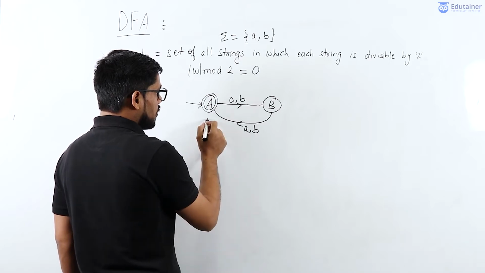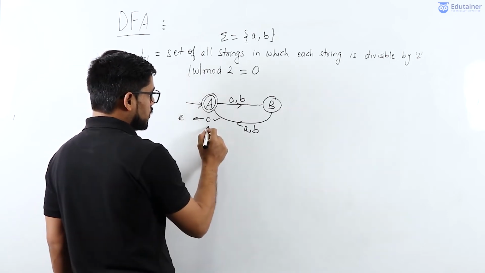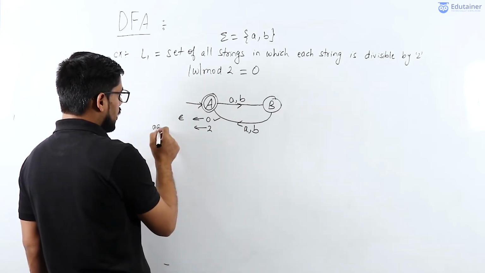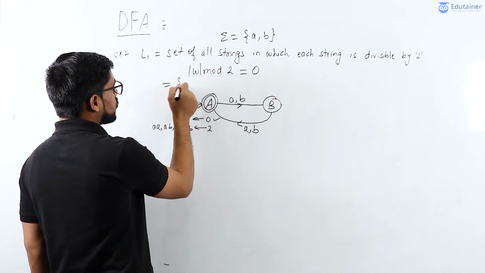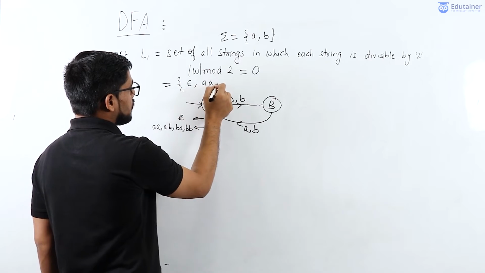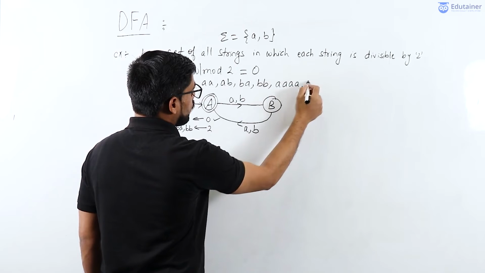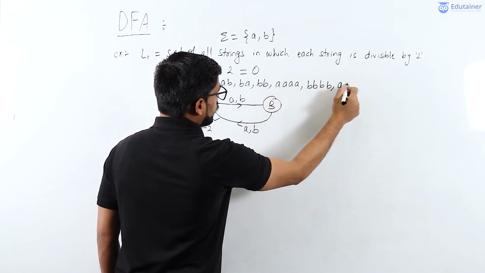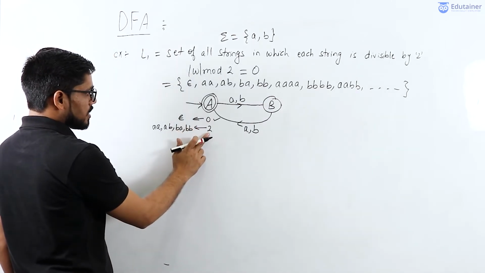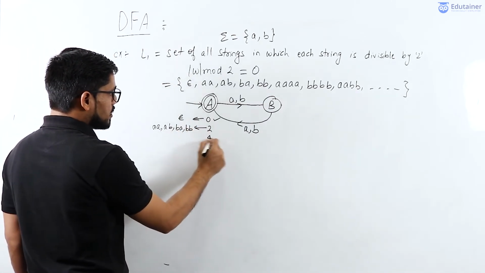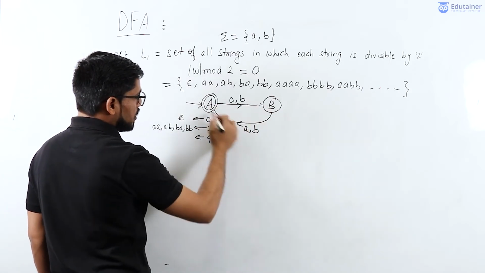That means here length 0 is accepted, length 0 is epsilon, length 2 is accepted, length 2 is AA, AB, BA and BB. So what are the possible strings here? Epsilon, AA, AB, BA, BB, and then 4 times A, 4 times B, 2 times A, 2 times B, and so on. Okay. So here 0-length string is accepted, 2-length string is accepted, 4-length string is accepted. How? Length 1, length 2, length 3, length 4.